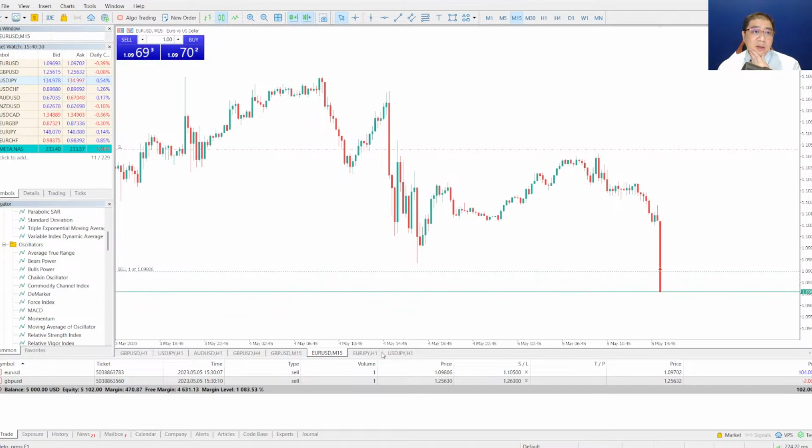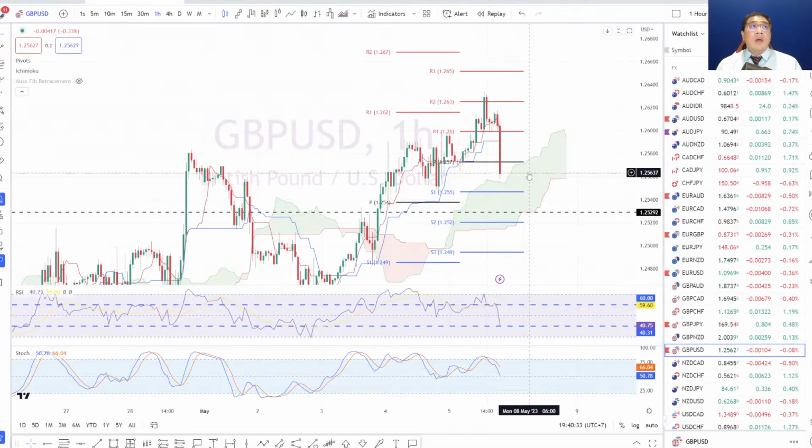Okay, can we take a look at the dollar Japanese yen? Sure. Okay, dollar Japanese yen.